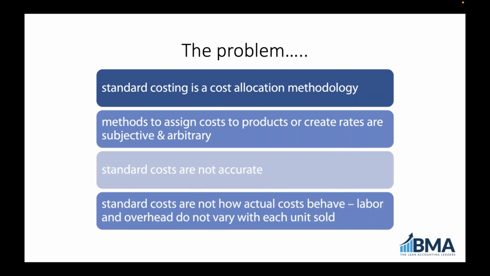And the methods to assign costs to products, or even to create, for example, the labor and the overhead rates, are subjective and arbitrary. Okay, a decision has to be made. For example, if you're calculating an overhead rate, what overhead dollars are we going to include? And what's interesting is, between company A and company B and company C, there are different ways that they all do it. It's not the same.